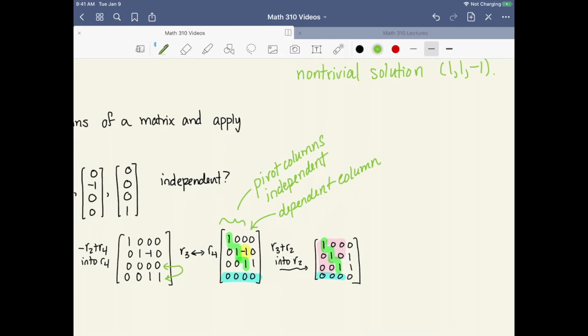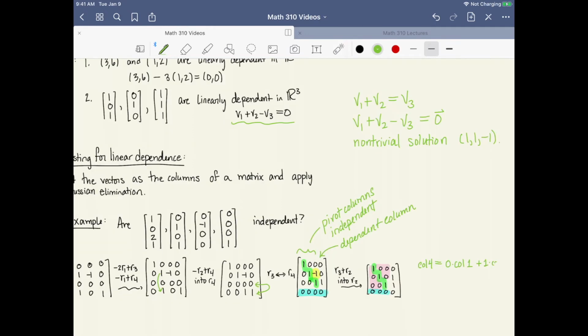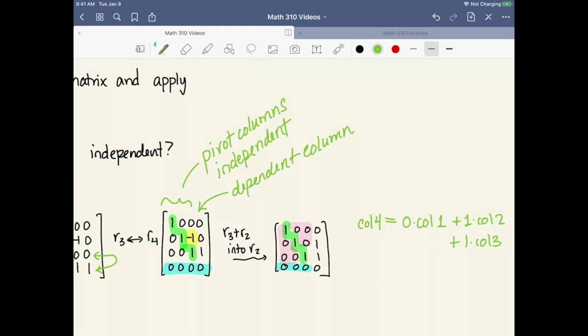So here I can see explicitly that column 4 is equal to 0 times column 1. Column 1 doesn't factor into it at all. Plus 1 times column 2, plus 1 times column 3. So this is written here where I have column 4 as a linear combination of the other 3, but I can also see the non-trivial solution to the vector equation that went into the definition of linear dependence.